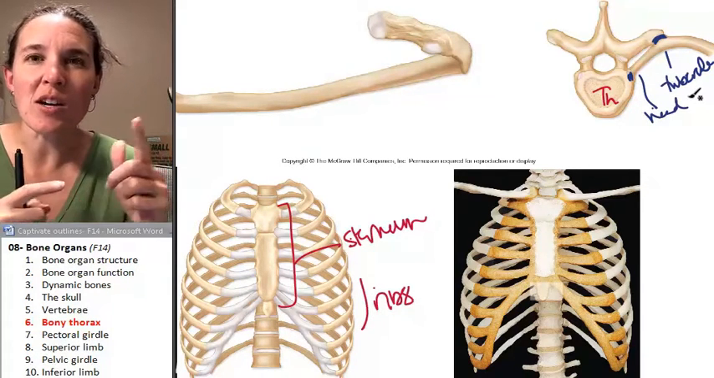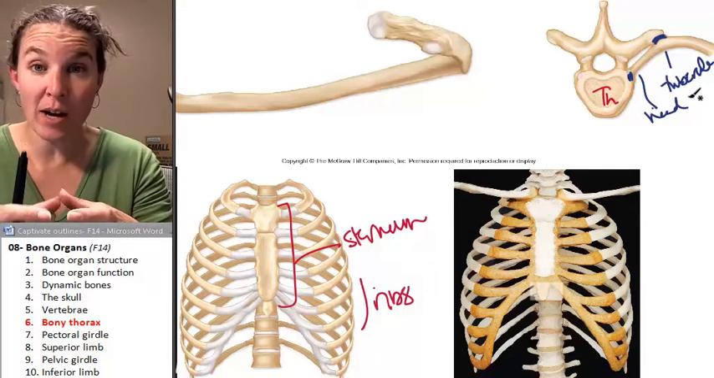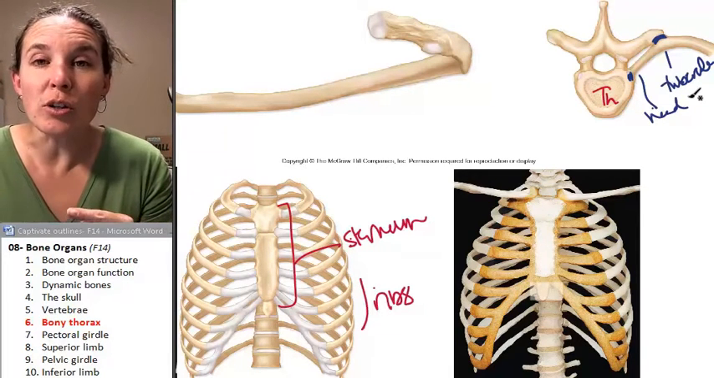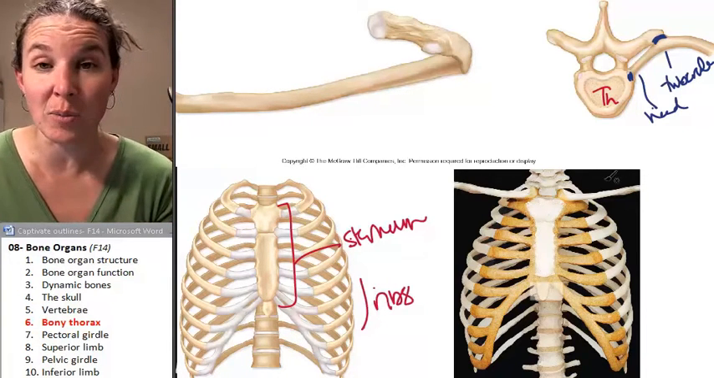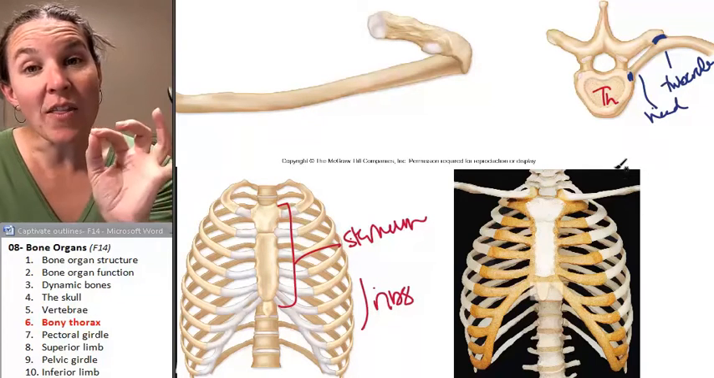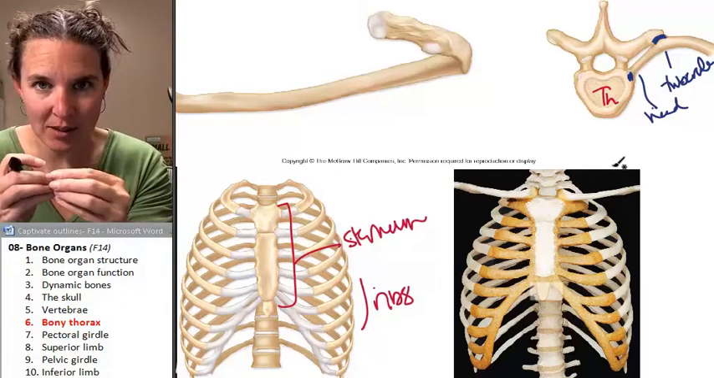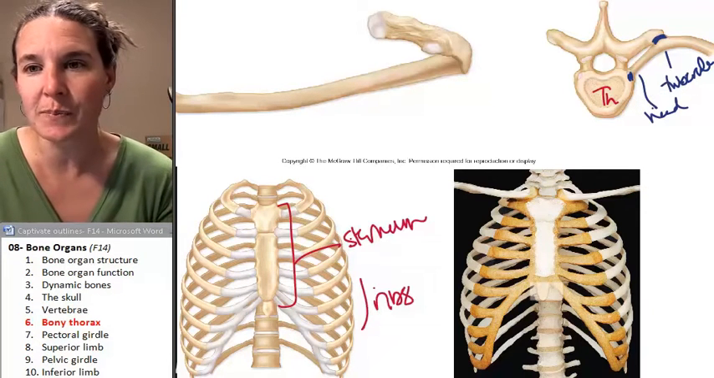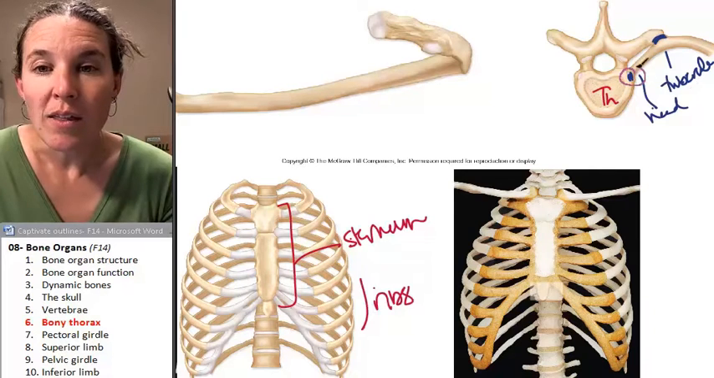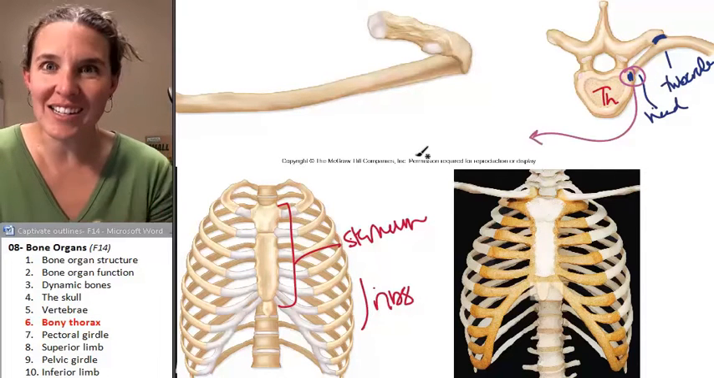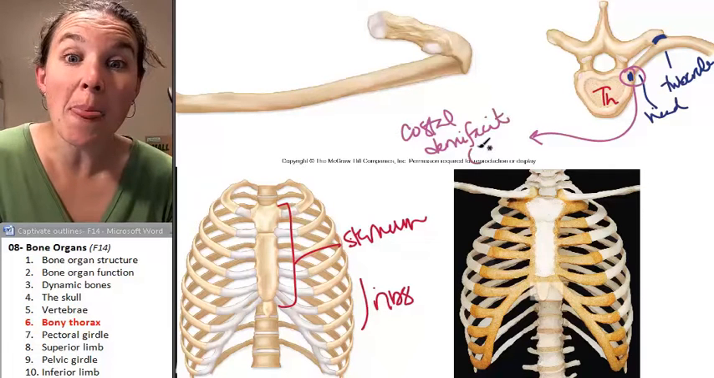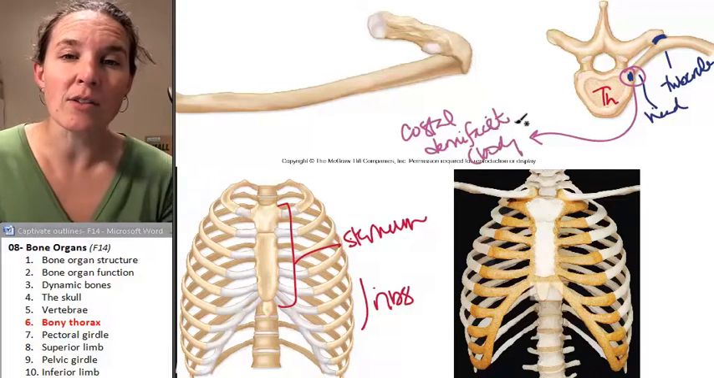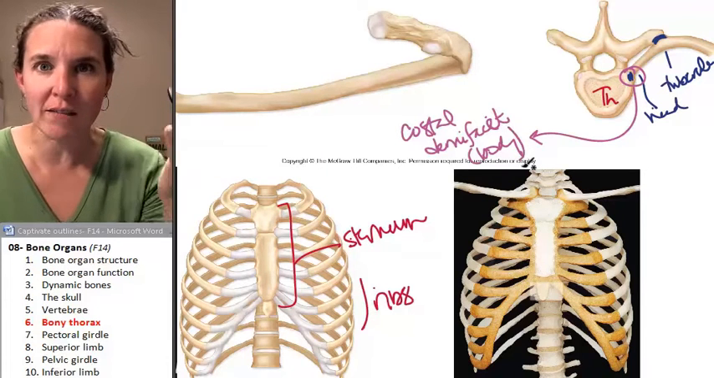So the head of the rib articulates with the body of a thoracic vertebra, and the tubercle of the rib articulates with the transverse process of the thoracic vertebra. The place on the vertebra where the articulation happens, are you ready for this? Visualize, if you will. The head of the rib articulates with the costal demifacet on the body of the thoracic vertebra.